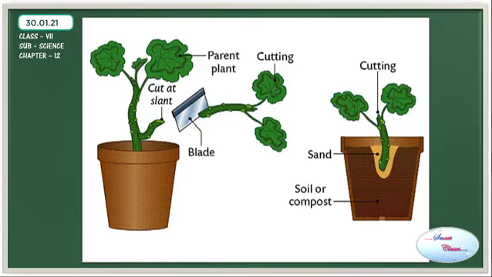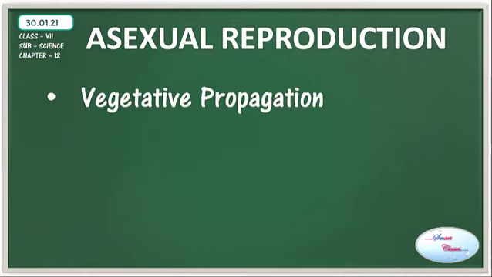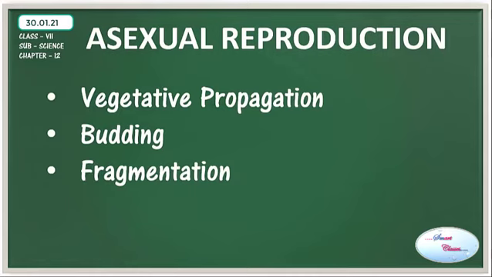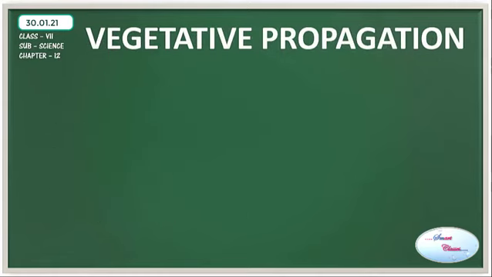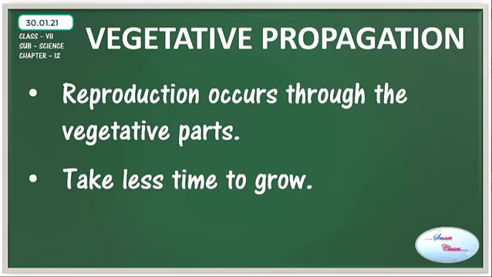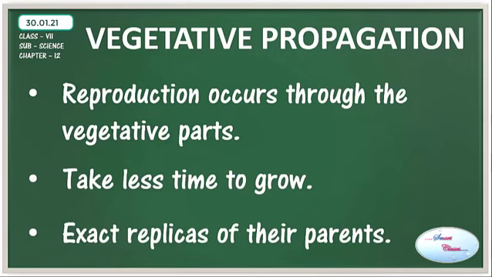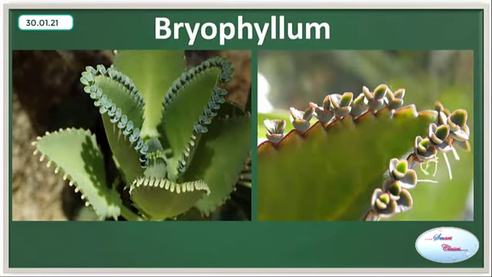Let's discuss the modes of asexual reproduction. They are vegetative propagation, budding, fragmentation, and spore formation. Vegetative propagation is a type of asexual reproduction. As the name suggests, reproduction occurs through the vegetative parts of the plant, such as stems, leaves, buds, and roots. These plants take less time to grow and are exact replicas of their parents as they are produced from a single parent. Bryophyllum pinnatum.